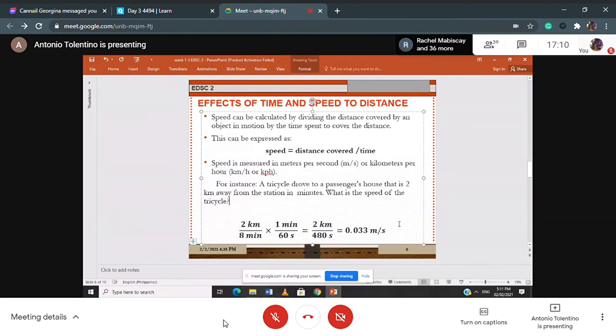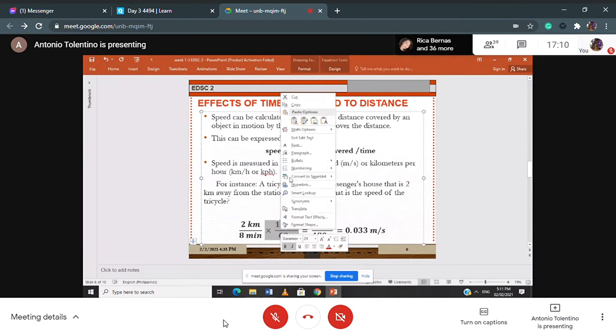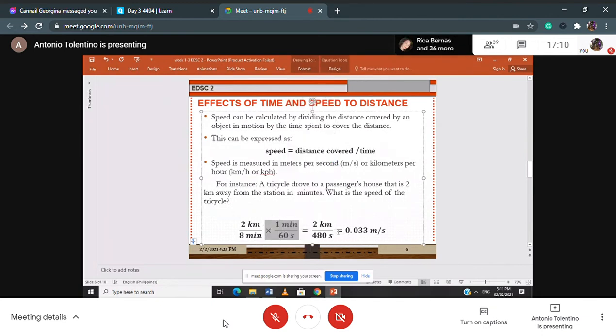Now, can we solve it already? Not yet. Remember, the unit that we target is meter per second. This is still kilometer. So what we are going to do is convert this kilometer into meters. So, it is reversed.